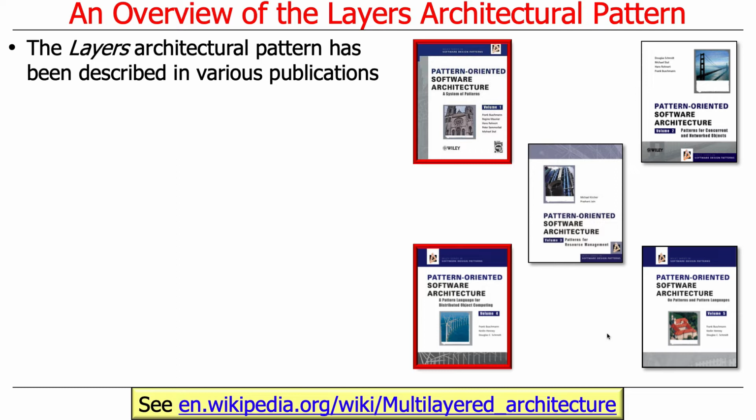Layers is an architectural pattern described in various places. It's been around forever, but it was documented as a pattern initially in the Pattern-Oriented Software Architecture Volume 1 book. It also appeared in other places, including Volume 4 of the Pattern-Oriented Software Architecture series, which I co-authored with my colleagues. In this case, we show some examples.